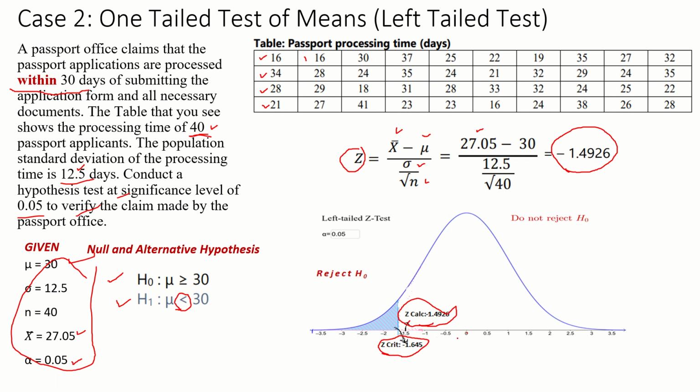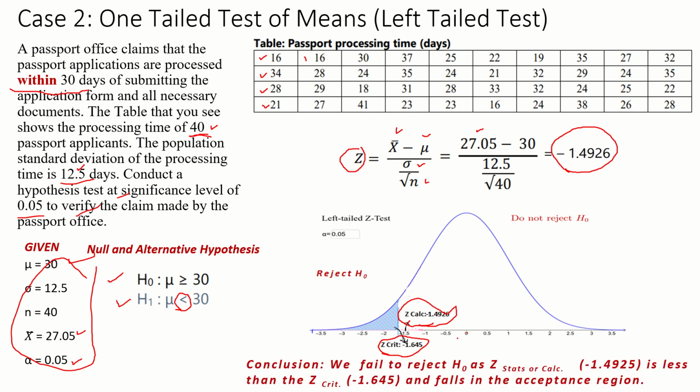Therefore we have to conclude that we fail to reject H0, because we are accepting H0, since it falls in the acceptance region. These are the acceptance regions. So the z statistic, or z calculated value, minus 1.4925 is greater than the z critical, and falls in the acceptance region.